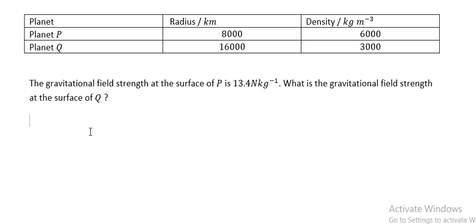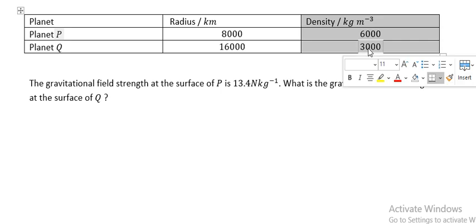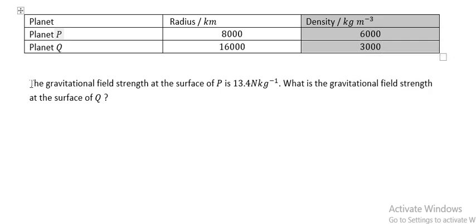In this video we are going to be solving a very nice question on gravitational fields. The question reads: we have two planets, we have the radius of each planet, and we have the density of each planet. We have been told that the gravitational field strength at the surface of the first planet is 13.4 newtons per kilogram. We are asked to find the gravitational field strength at the surface of the second planet.